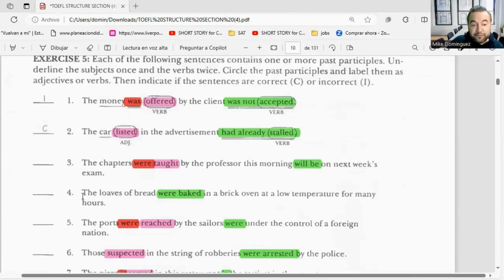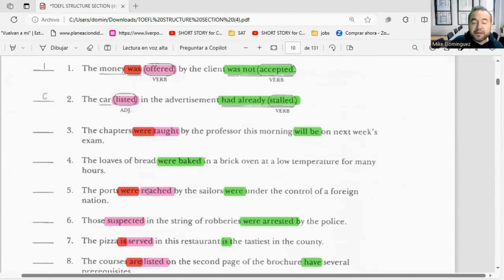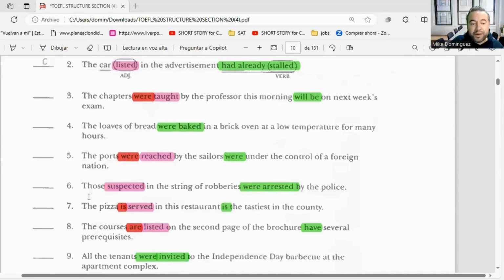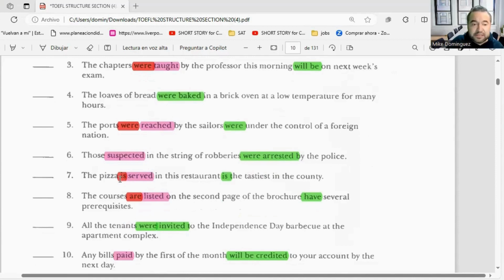Number 4 is correct. Number 5 is incorrect because there is no need of the auxiliary or helping verb were, since reach is an adjective, not a verb. The main verb is were. Number 6 is correct. Number 7 is incorrect, since is not necessary, since we have serve as the adjective, not as a verb, and is the main verb.